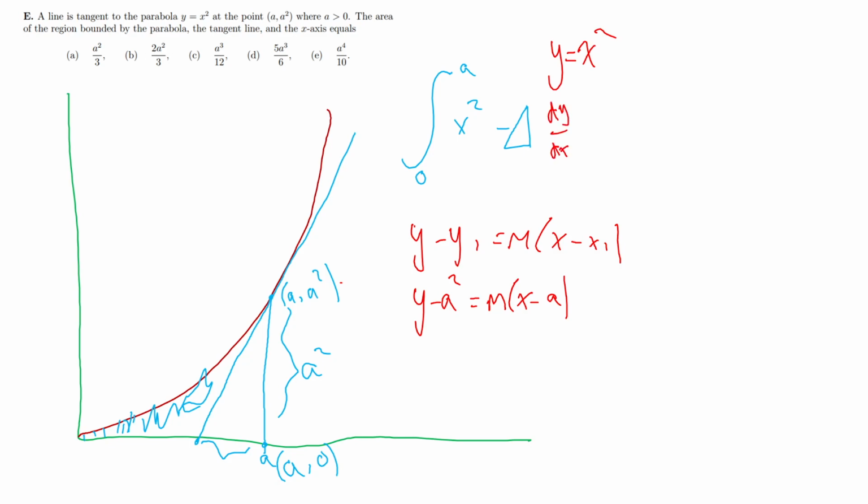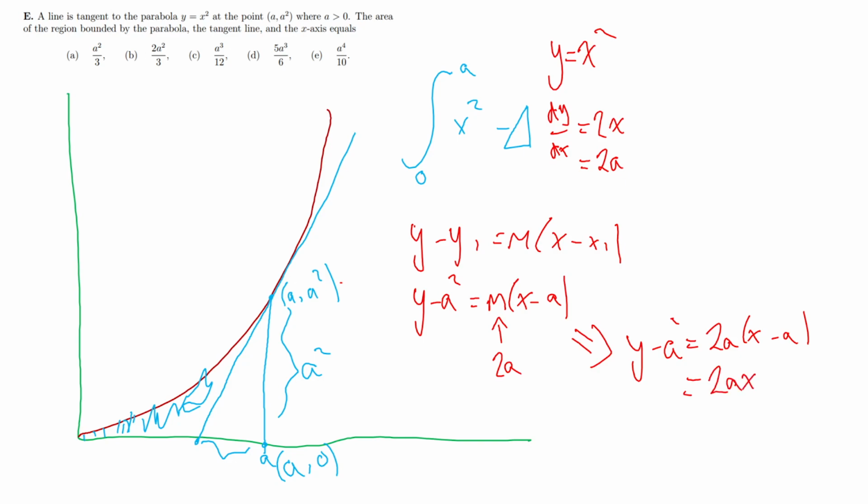Differentiating x squared gives us 2x. The point on our parabola that we're looking for is when x equals a. So we plug in a, and we know that the gradient is going to be 2a. So we can substitute our m value with 2a, and we now have y minus a squared equals 2a(x minus a). Let's expand this right hand side.